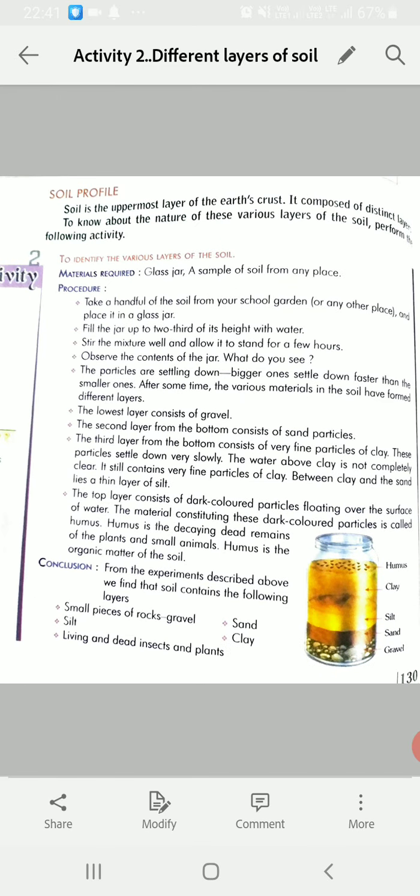Now this activity 2 you can read in your book on page number 130.